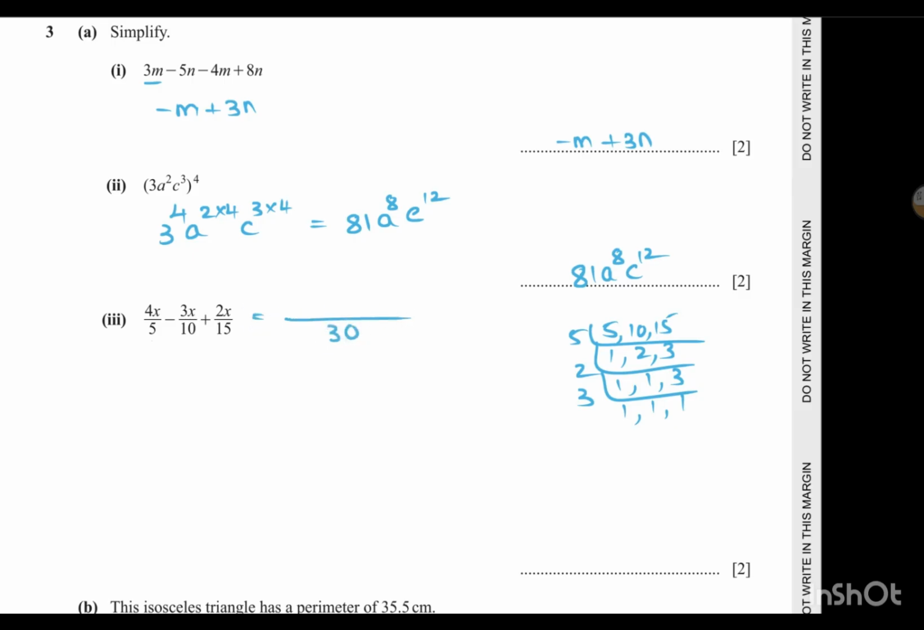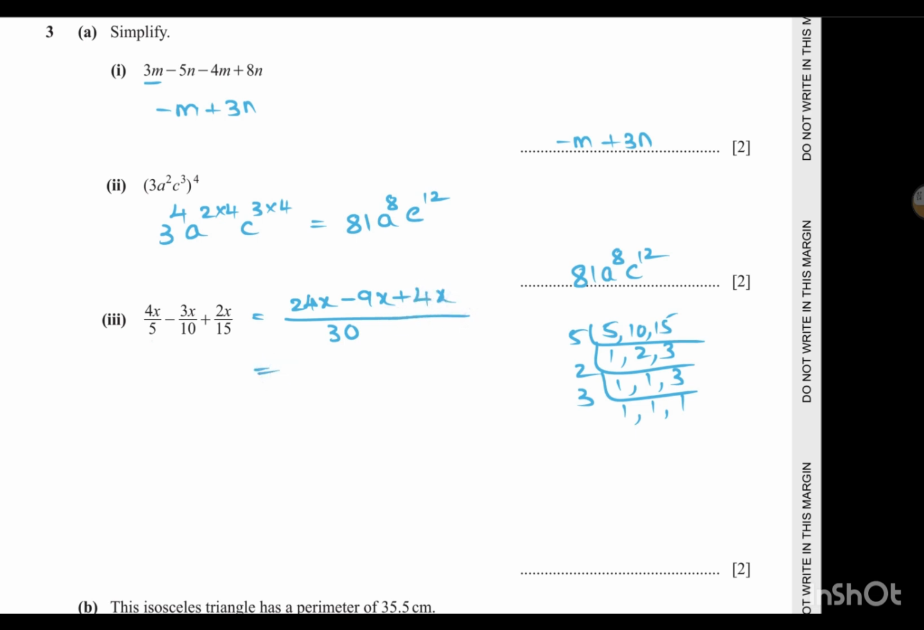In the numerator, 5 is the denominator of the first fraction. 5 times 6 is 30, so 4x into 6 is 24x. Next, minus 10 times 3 is 30, so 3x into 3 is 9x. Then 15 times 2 is 30, so 2x into 2 is 4x.